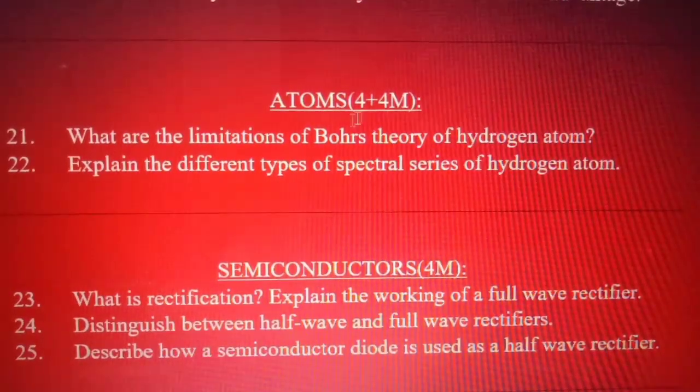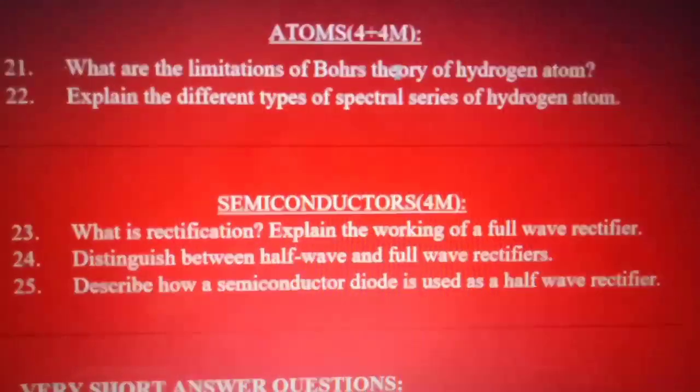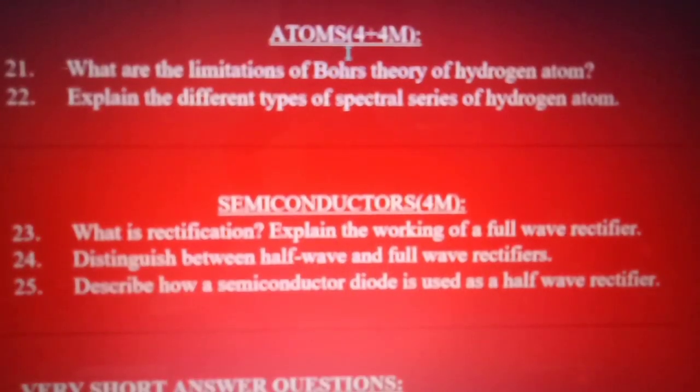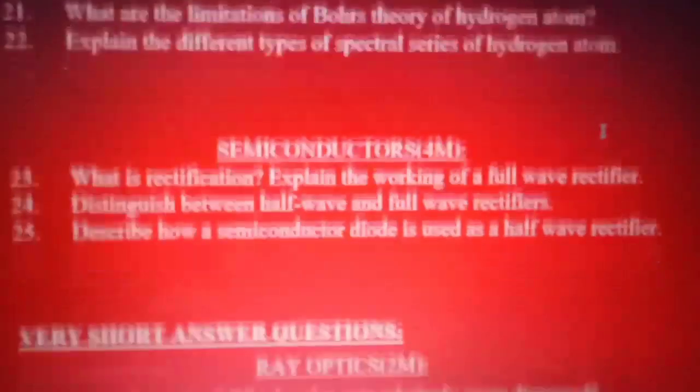And coming to the next chapter, atoms, we will have two 4 marks questions from the atoms chapter as per the blueprint, and the important questions are: what are the limitations of Bohr's theory of hydrogen atom? Explain the different types of spectral series of hydrogen atom.